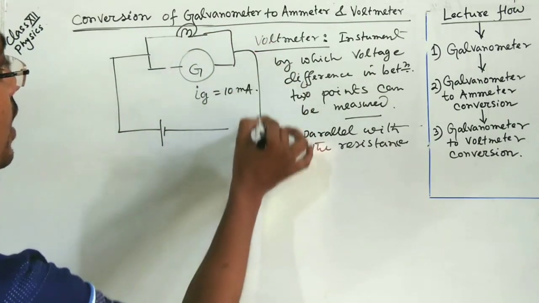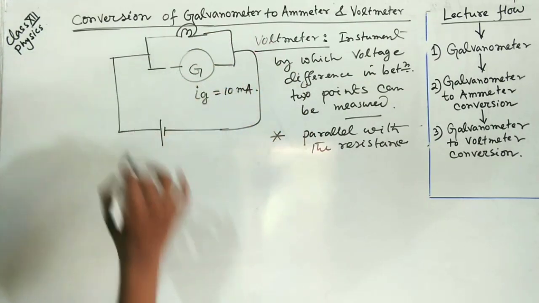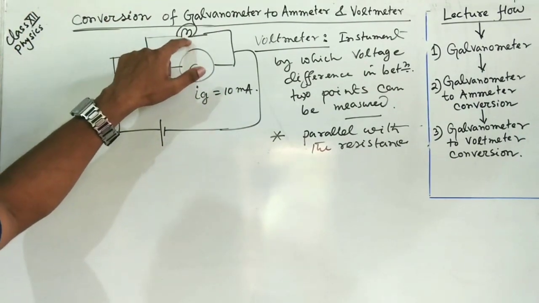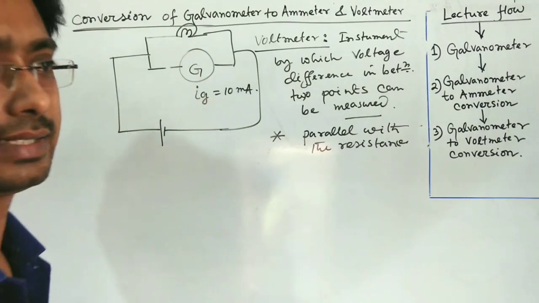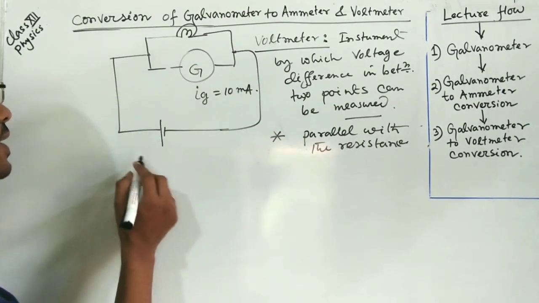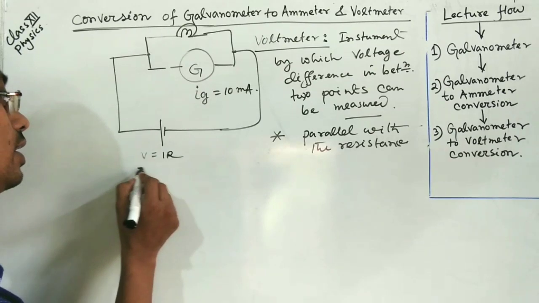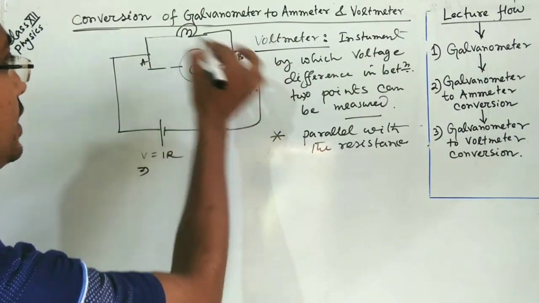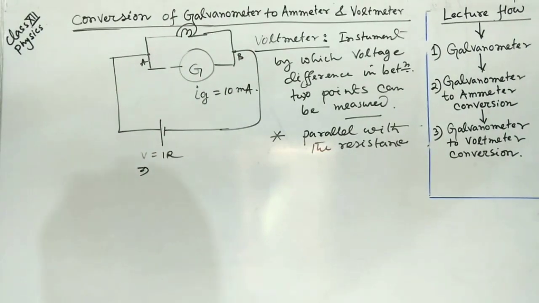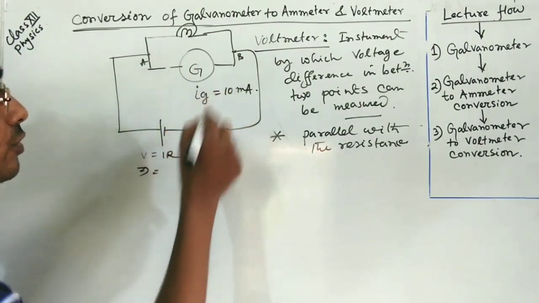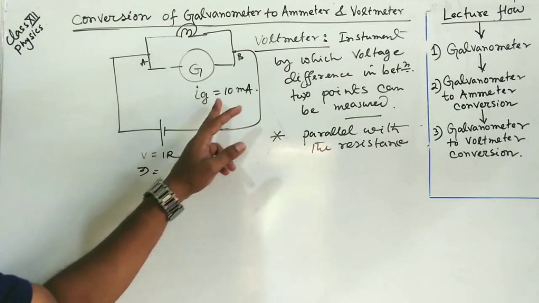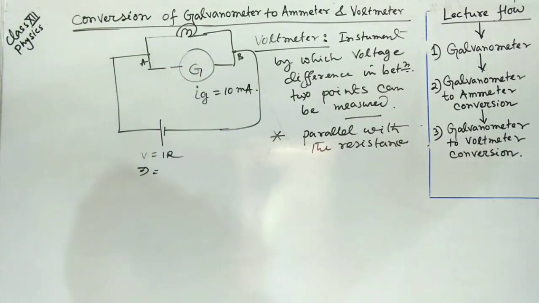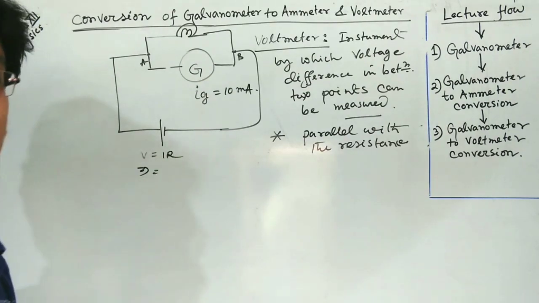We have attached the galvanometer in parallel with the bulb. The bulb has some certain resistance. What is the voltage difference here? That can be measured by the formula V equals IR. Here the voltage drop between the points A and B will be equal to I times the resistance. We know that a maximum of 10 milliampere of current can flow through the galvanometer, and then it will give the full scale deflection.